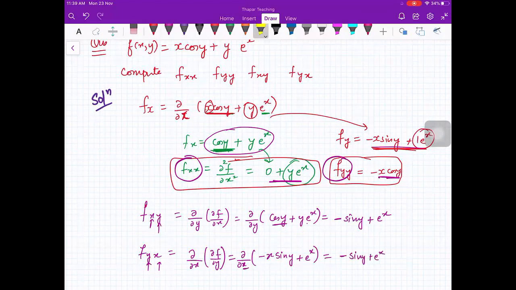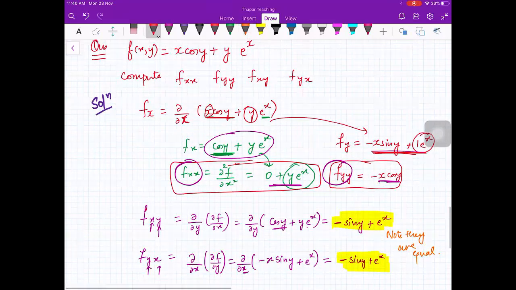And you can note here, as somebody was asking before this, they are equal, but they are not always equal. Okay? Note, they are equal. Is that clear to everybody, how you are going to compute the mixed derivatives? Okay, let us do one more problem.